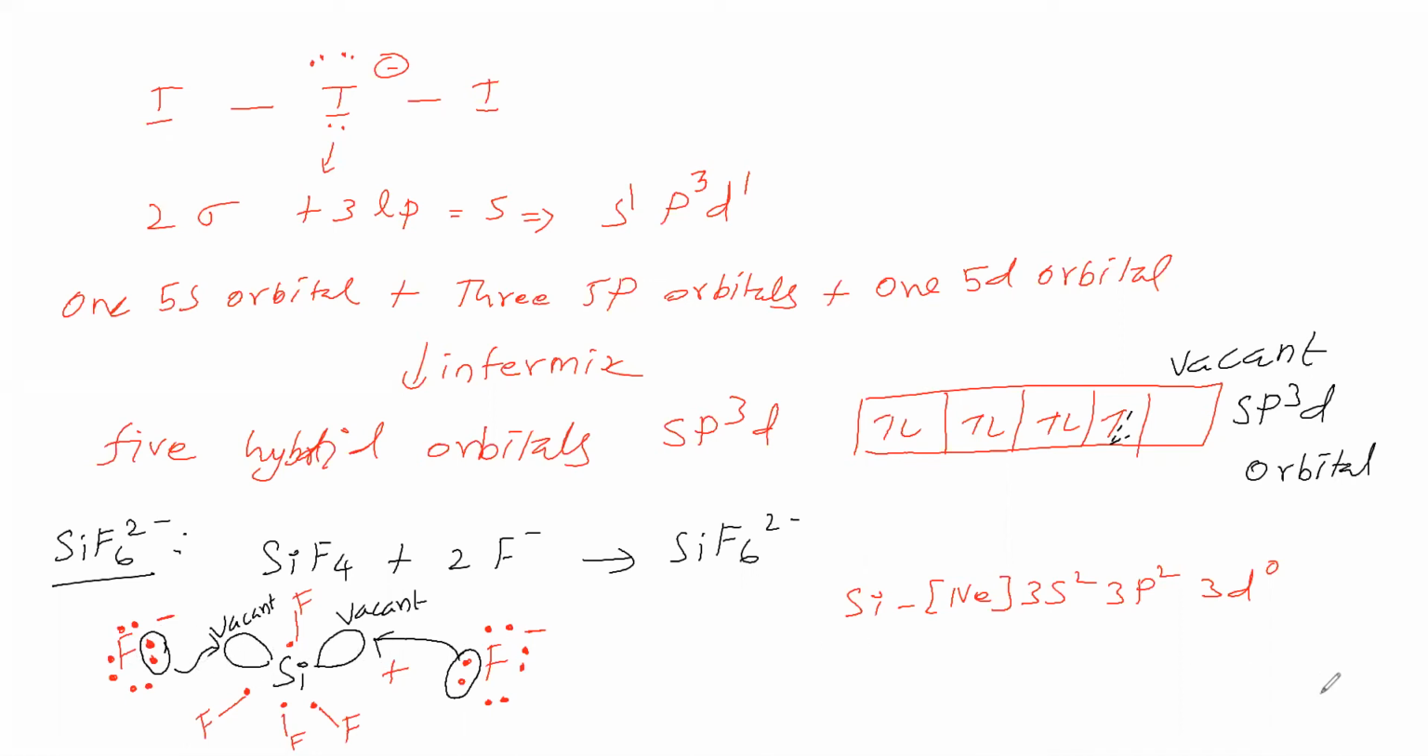Therefore, what is produced, we will see in Si. Already 4 fluorine atoms are there. Those 4 fluorine atoms we will write. Now, additionally, 2 F minus comes. One F minus is making a dative bond, another F minus is making a dative bond here. So 2 F minus we have written. One F minus has made a dative bond, another F minus has made a dative bond.